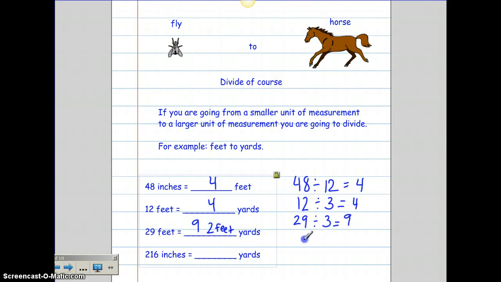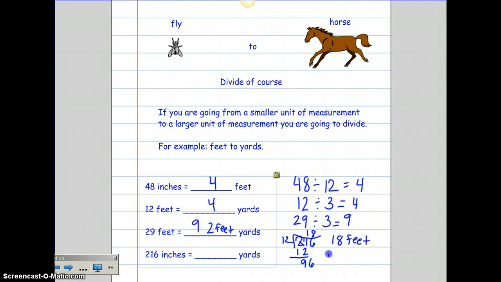Here's a really complicated one. I'm going to do 216 inches, and I'm going to convert that to yards. But first, I have to convert it to feet because I can't go from inches to yards. So I know that I can go from inches to feet. So 12 goes into 21 one time. And that leaves 96. And 12 goes into 96 8 times. So that gives me 18 feet.